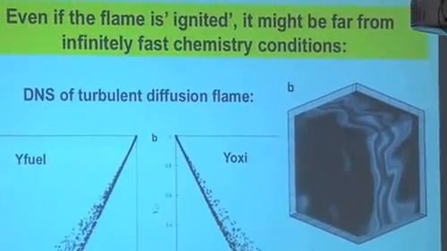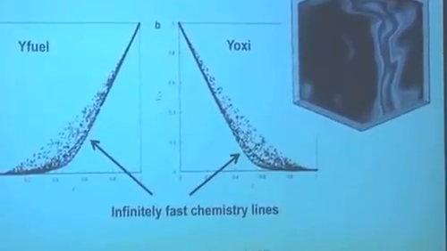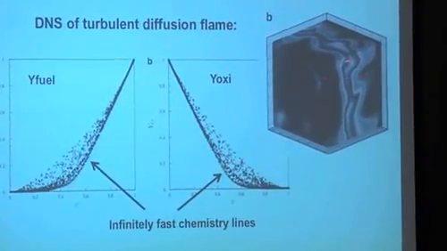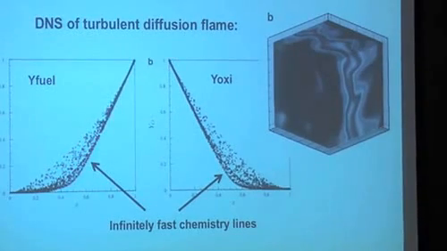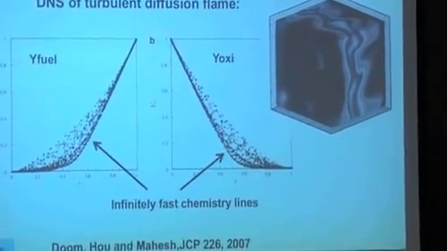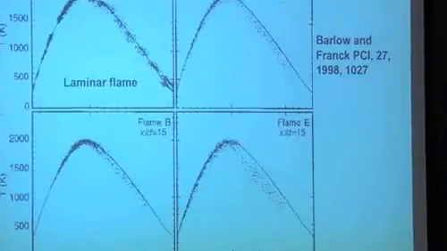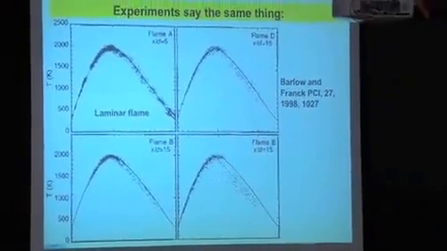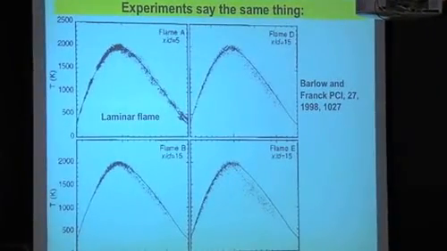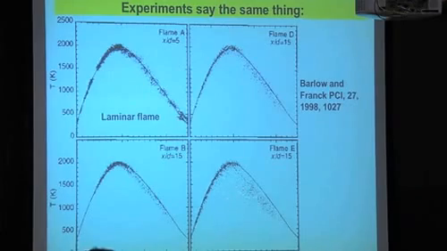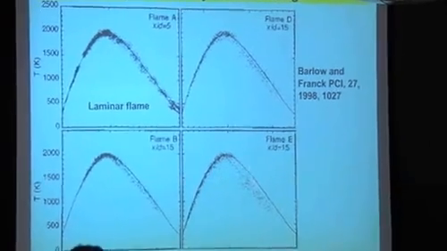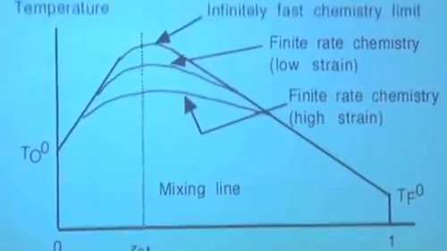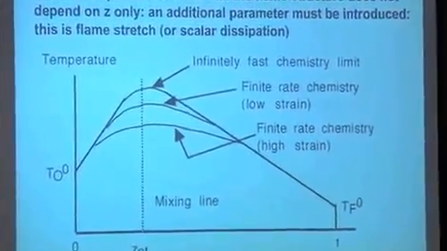This is a DNS here, where you're looking at the infinitely fast chemistry lines in the box here where you have a flame, a turbulent diffusion flame between the two streams here. And you see that the points are not all located here on the infinitely fast chemistry line. You have points a little bit everywhere here. And the experiments give you the same result, actually. You find points here, for example, for this flame E, which comes from again, the famous TNF workshop organized by Sandia. You see not all points are on the infinitely fast chemistry lines. And that means that you need to introduce more things if you want to be realistic there.